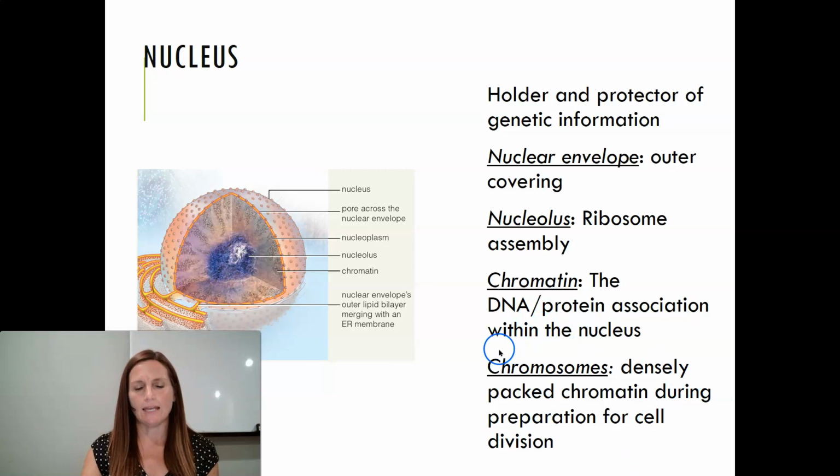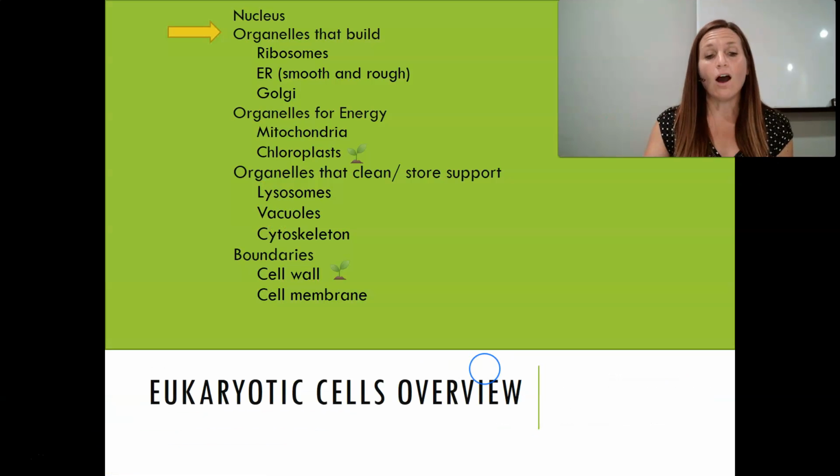So the DNA in our nucleus can be either in the form of chromatin or in the form of chromosomes, depending on the scenario, the moment of what's happening inside of the cell. Beyond the nucleus, we are going to make proteins. The organelles involved with making, packaging, and shipping proteins are the ribosomes, rough and smooth endoplasmic reticulum, or ER, and the Golgi.